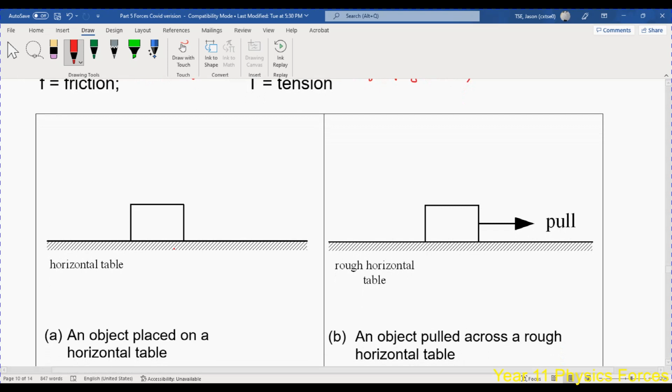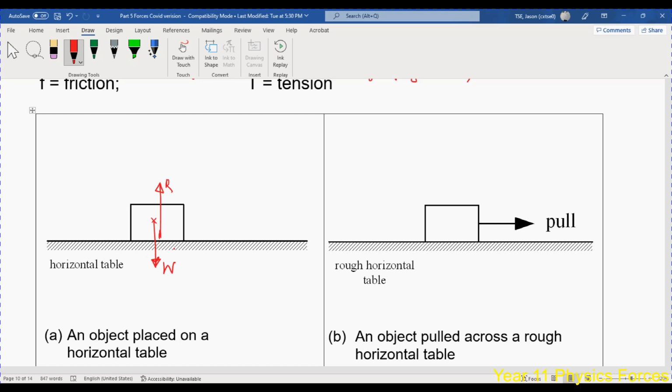So here, weight must be here, so let me draw W first. And here it must be a normal reaction. For normal reaction, try to draw it from the context, from the contact between the two surfaces.